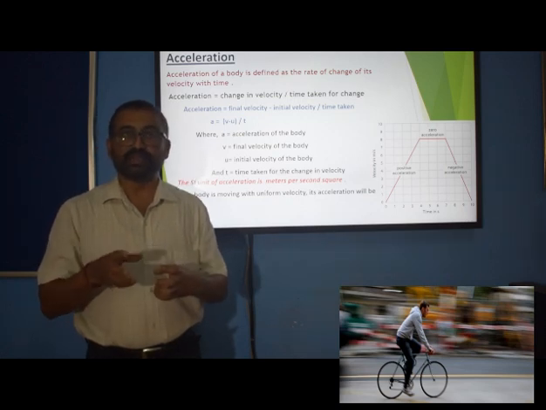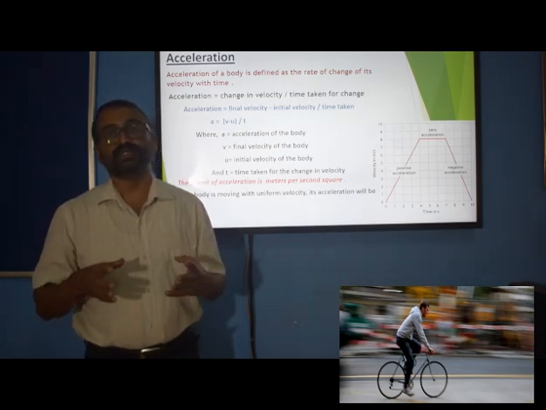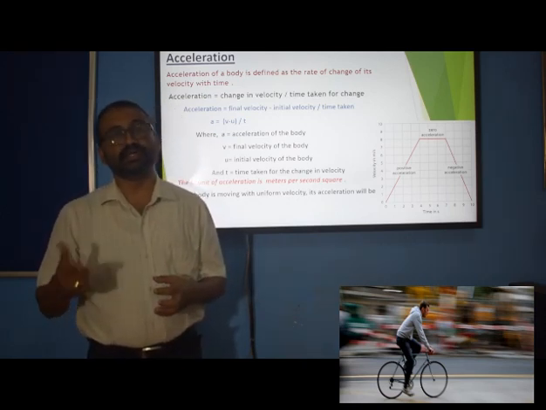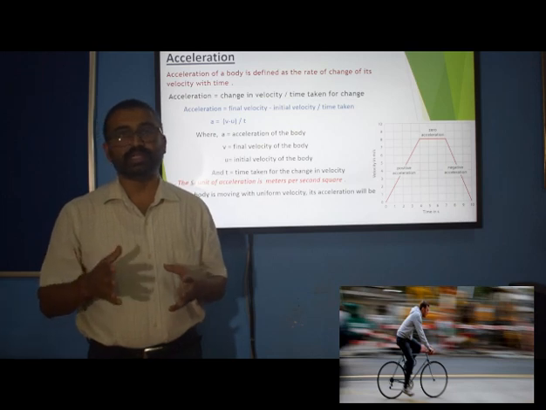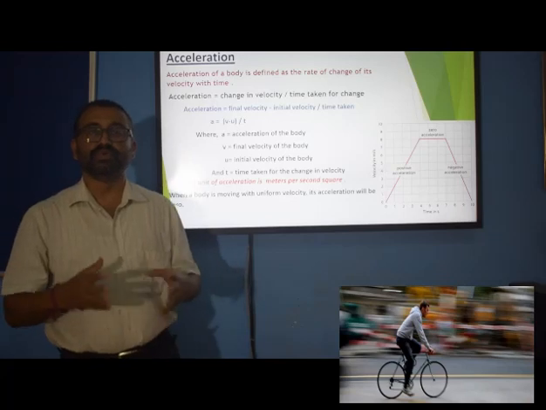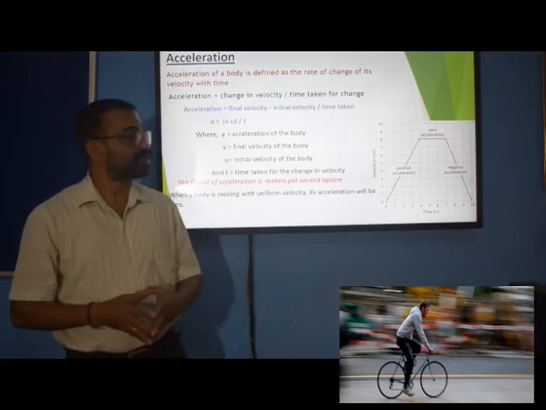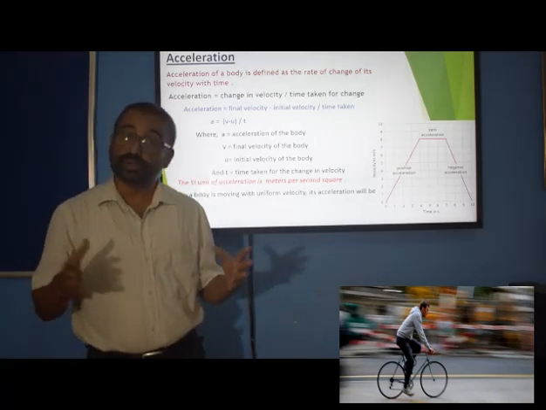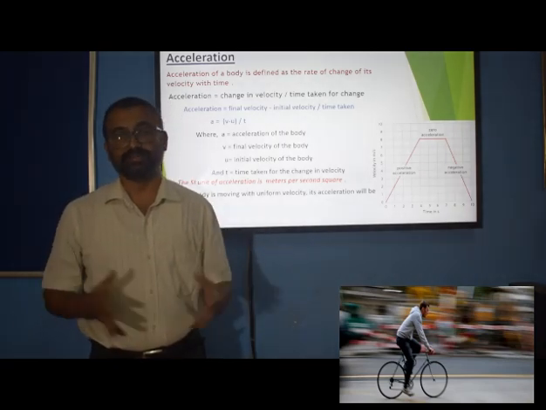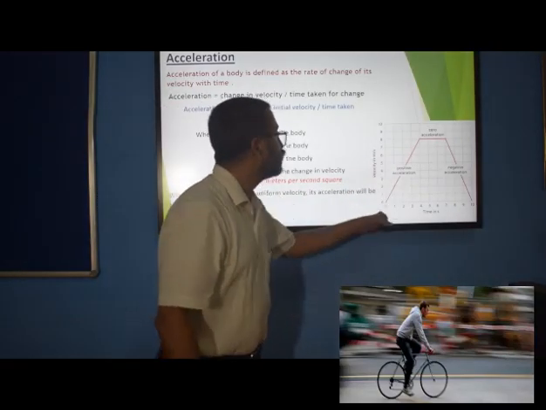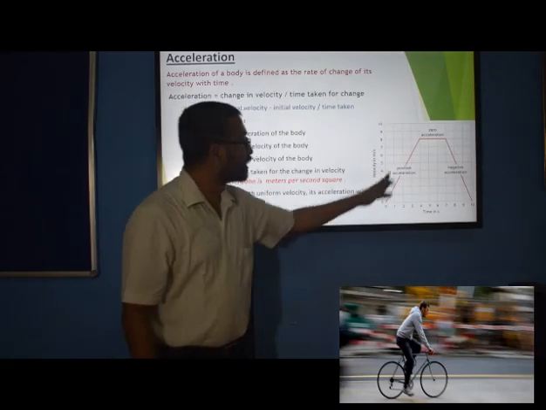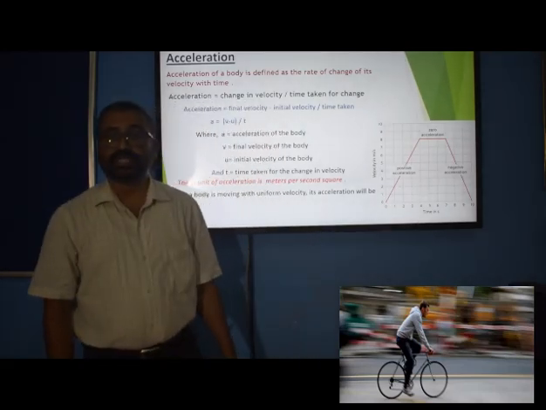Velocity has two things: its magnitude and its direction. So either a change in the magnitude of velocity or a change in the direction of velocity will result in a change in velocity. If there is a change in velocity, we can say that the body has some acceleration. Acceleration can be of three types: positive, zero and negative. If the velocity is increasing with respect to time, we say it is positive acceleration.